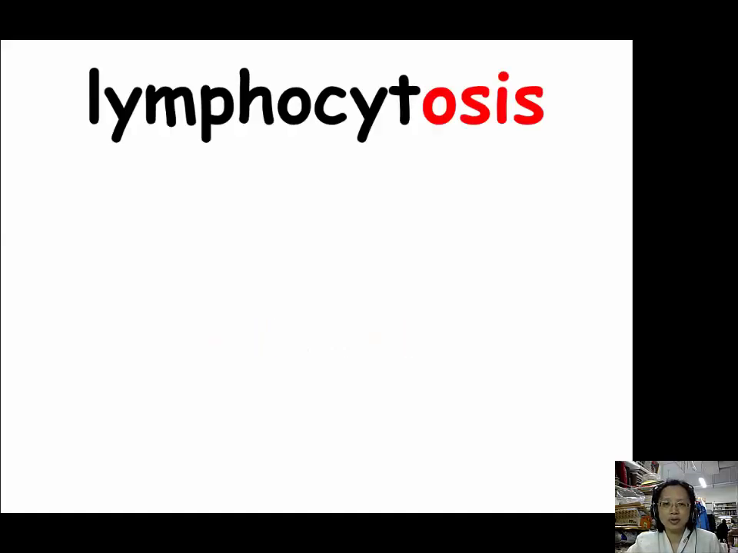Let's see the example. The first one, OSIS. Our example is lymphocytosis. Remember what we learned before? The prefix lymph, L-Y-M-P-H, means anything related to our lymph, the fluid that circulates in our body. And then CYT means cell. So lymphocyte is one type of leukocyte. Remember that? And then lymphocytosis means a process in which the lymphocytes increase in number in the blood.